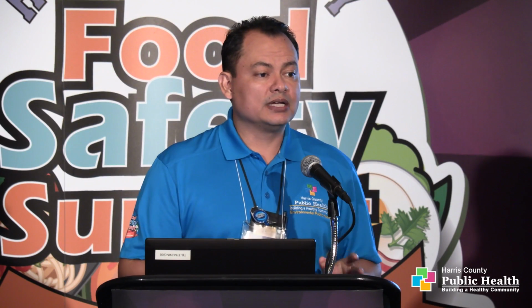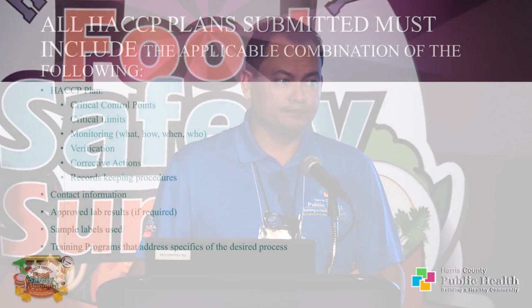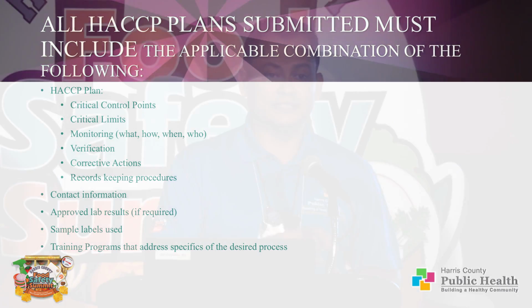If your processes require lab results, for instance, Kendra had mentioned either biltong or beef jerky. If you have a process to make beef jerky, we want lab results to show that that water activity level is low enough to render that product as non-potentially hazardous or non-temperature controlled for safety food. If you are using labels, we want a sample of the labels, what it is you're including on there. And we also need a copy of any training programs that will address the specifics of your process.